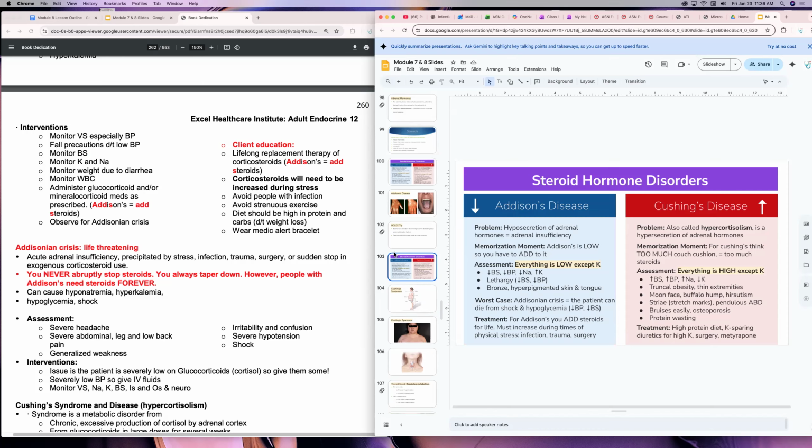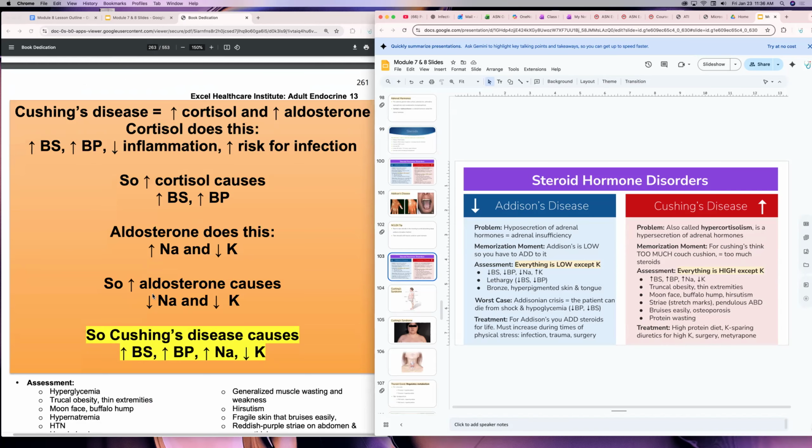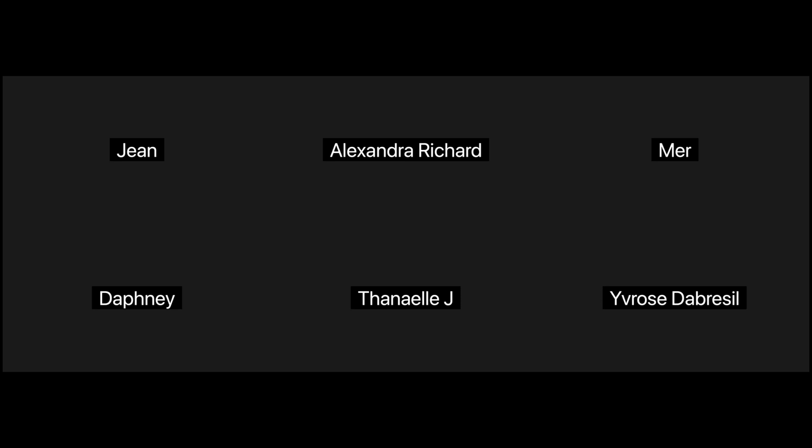So what is important to know for these disorders is pretty much the assessment. Addison's, everything is low except potassium. Cushing's, everything is high except potassium. And this is all in your book, okay? Everything is in your book. All right, let's do some questions.